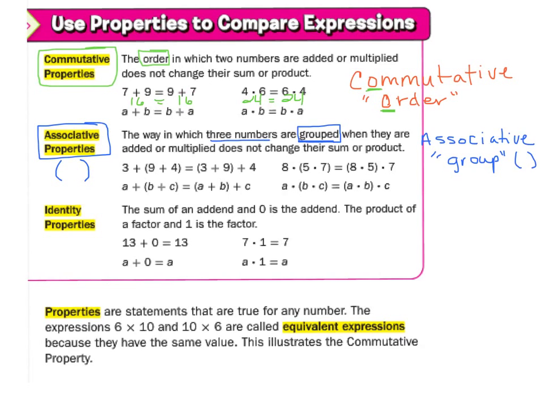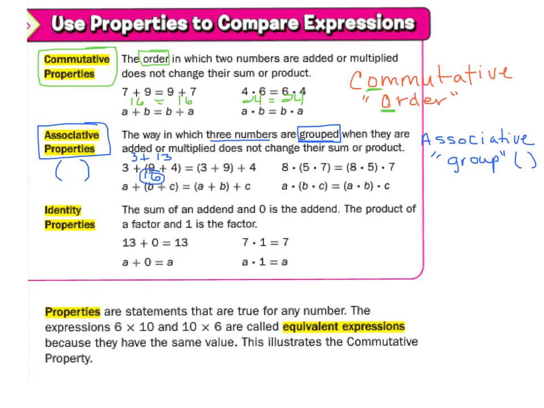So let's take a look at their examples. They say that 3 plus 9 plus 4. So using our order of operations, we have 3 plus 9 plus 4 is 13, and that's a total of 16. So actually, let's erase that and put it on top. 3 plus 13, and 3 plus 13 is 16.